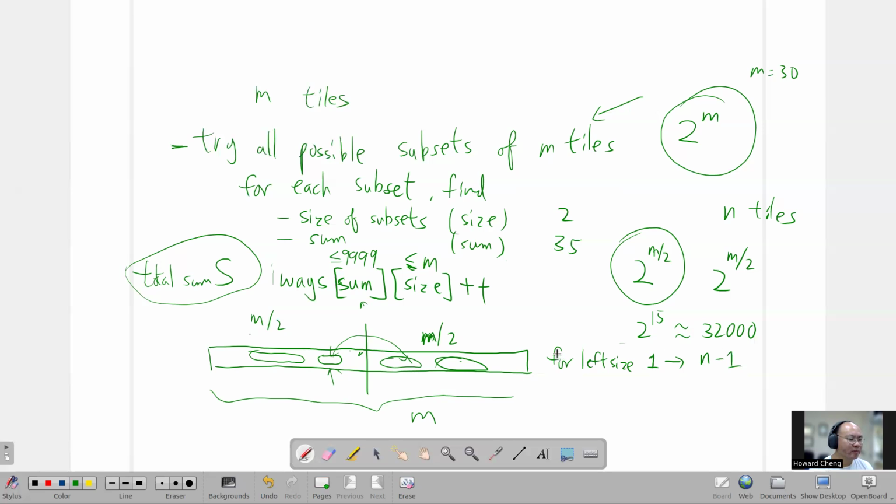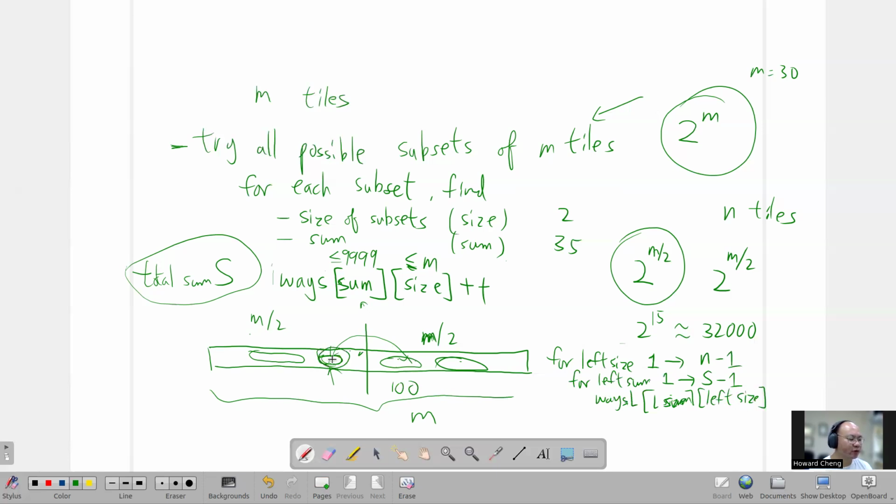But also, if I'm trying to make S, how does it split up? Maybe this part adds up to something and then this part makes up the rest. So if S is like 100, maybe this one makes 1 and 99, or 2 and 98, and so on. I don't know, so I'm going to try all of them. Basically, I have to try all left sums from 1 to S minus 1. And then I say the number of ways to form the left size and left sum.